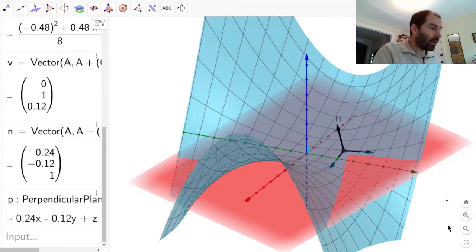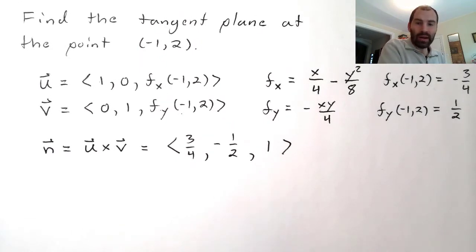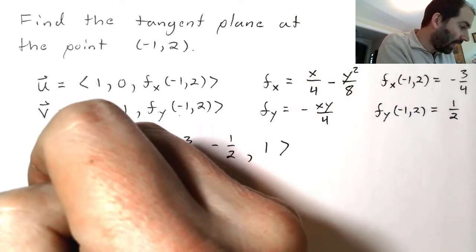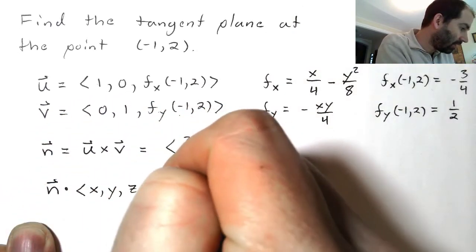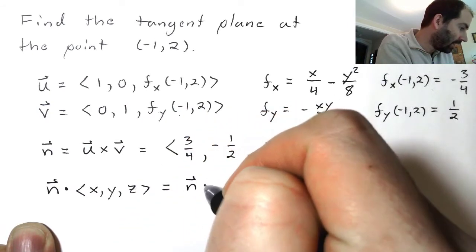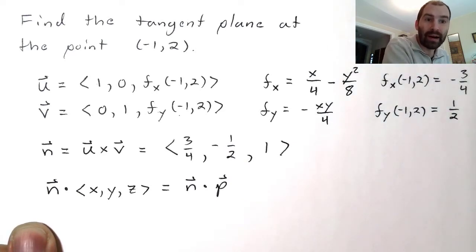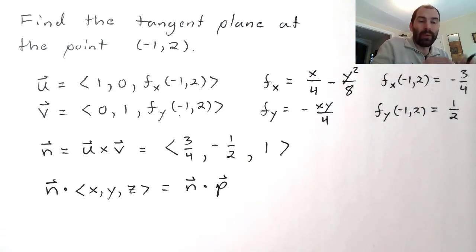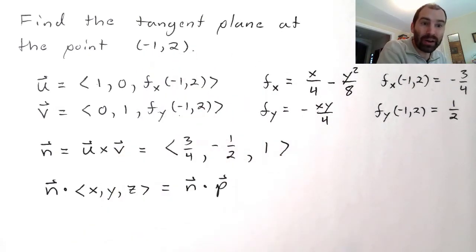All right. Now we're going to write down the equation of the plane. Well, remember the formula for the equation of the plane is just, you take n and dot it with x, y, z, and set that equal to n dotted with p, where p is just any point on the plane, right? Now, what will I use for p? Well, we're doing this at the point -1, 2 in the xy coordinates. So I just need to get the z coordinate now.